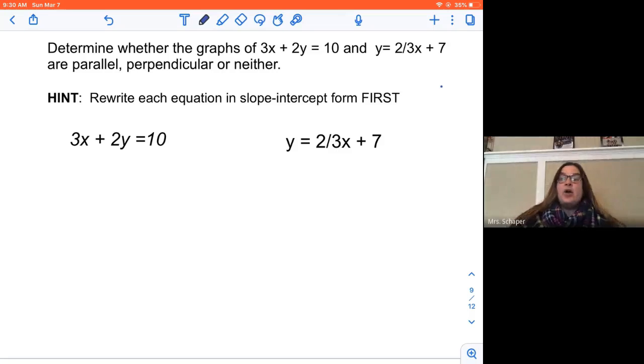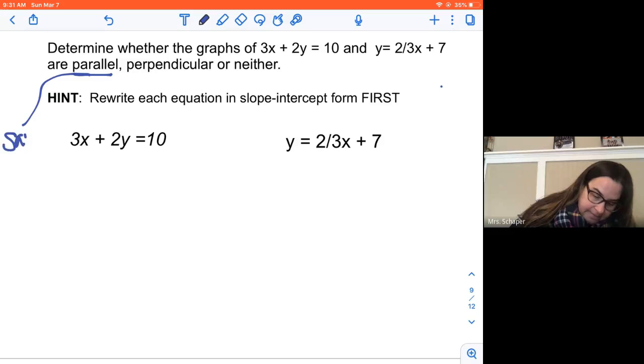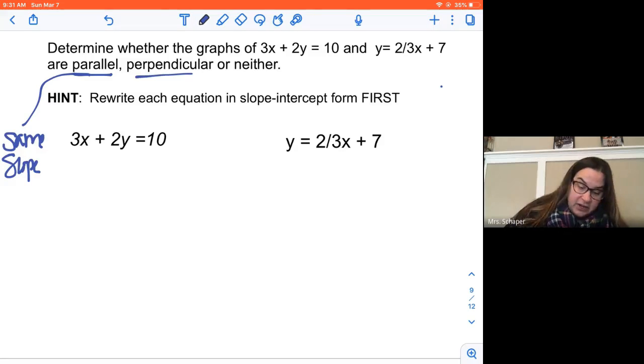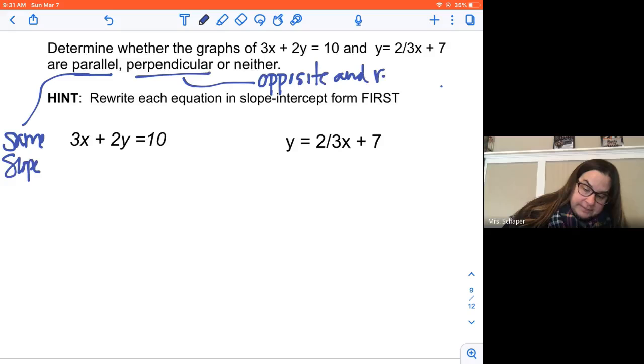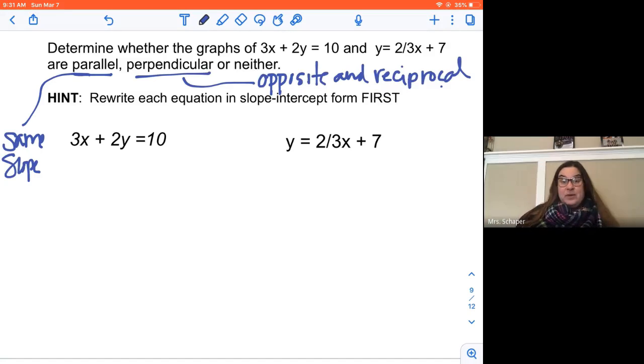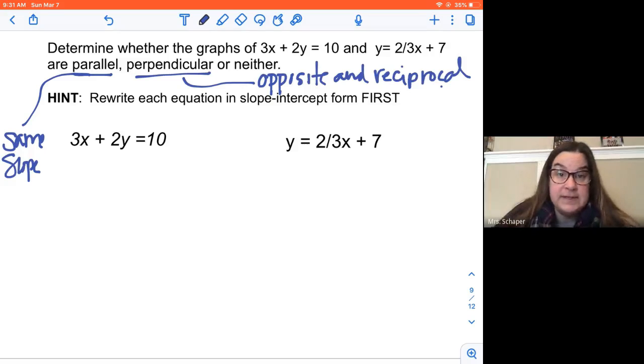Back, we're going to be talking about comparing lines and determining if they're parallel, perpendicular, or maybe neither. So just a few reminders. Parallel means that our lines have the same slope. Perpendicular means that their slopes are opposite and reciprocal. If neither one of those are true, then we just say that they're neither parallel nor perpendicular. So that's going to be some stuff that we're going to be working on today.